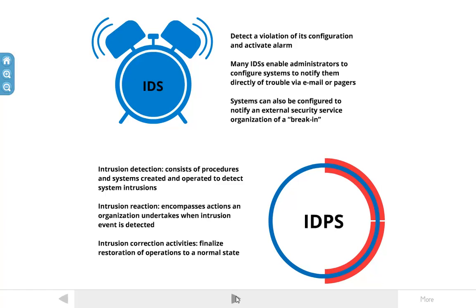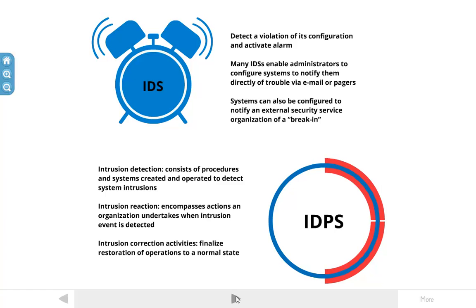So we want to be able to detect a violation of the configuration to activate alarm. IDS and IDPS, they all will have configuration. See, they are programs. They're not intelligent, intuitive systems. If you don't tell it what an attack looks like, it's not going to know. So they all have configurations, and the complexity of the configuration is going to determine whether you can trust this IDPS or IDS system or not.